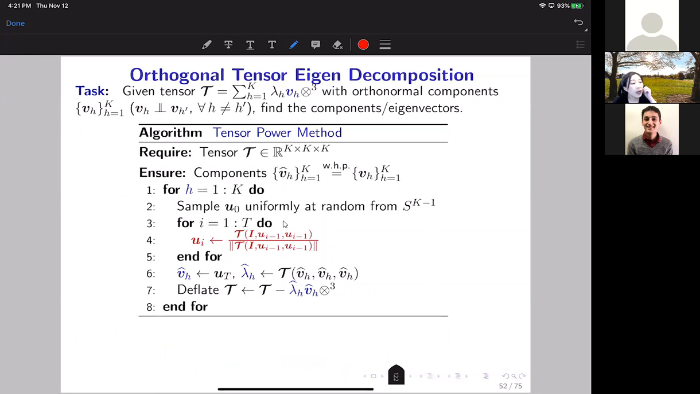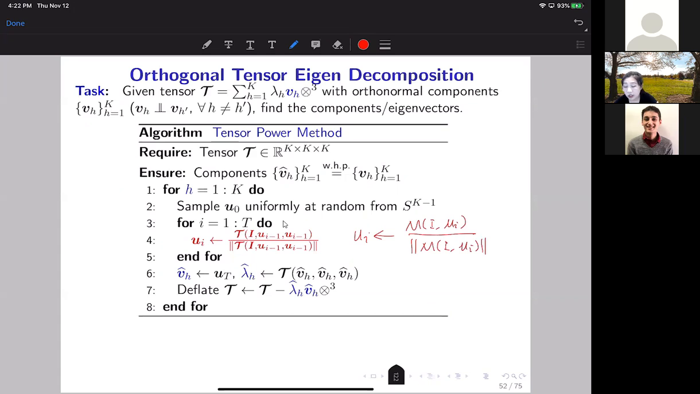So now, of course, these are the questions we will answer later on, but going back to the orthogonal tensor eigen decomposition, what would be an analogy of the power method in the tensor scenario? So here is the analogy. You can see everything is exactly the same, except for what I marked in red here. So instead of, in the matrix case, M(I, u_i), normalization.